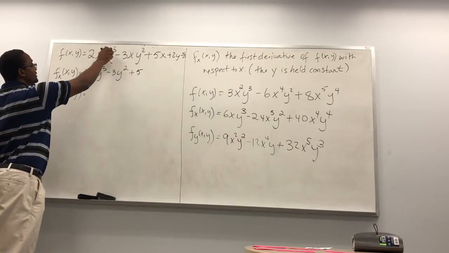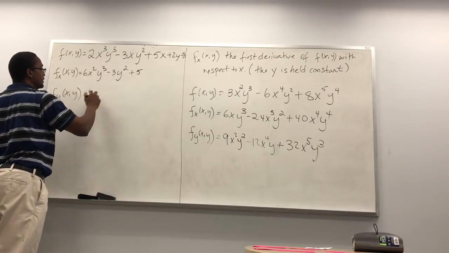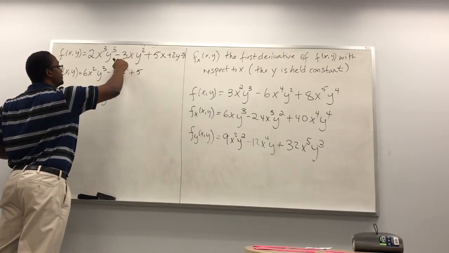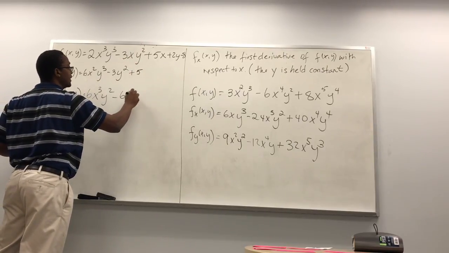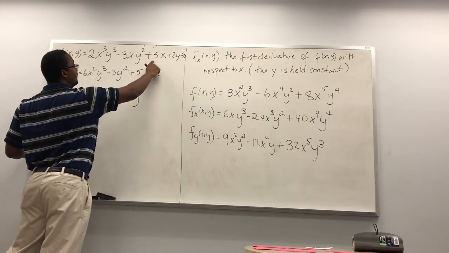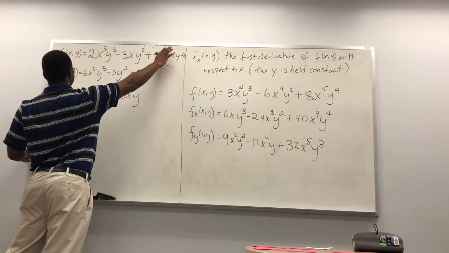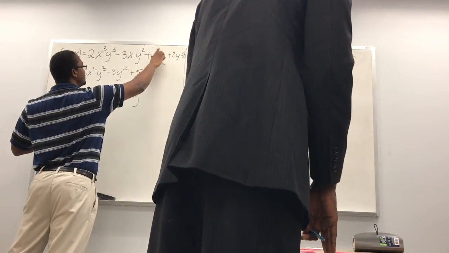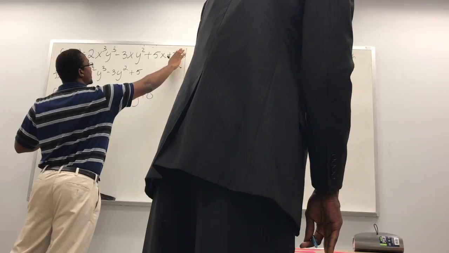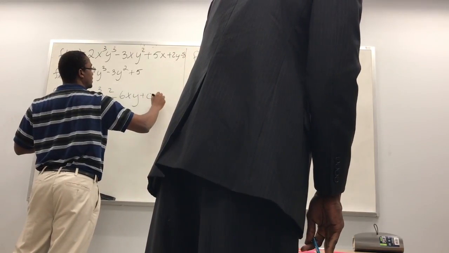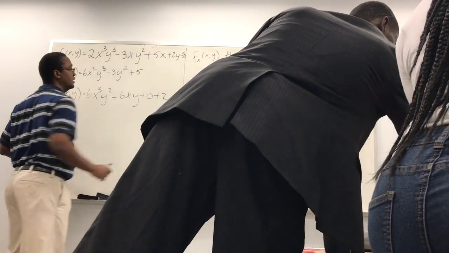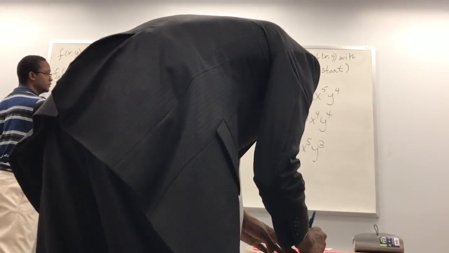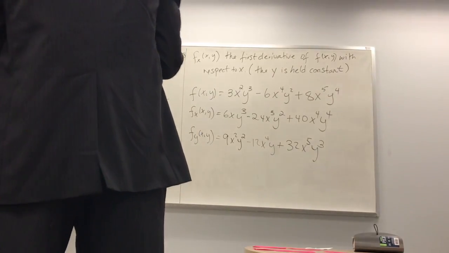Okay, so I cover the x. 3 times 2 is 6. So that's 6x cubed y squared. 2 times 3 is minus 6xy. Right here, I cover the x. Derivative of 5 is 0, so that goes away. What's the derivative of 2y? 2. And the derivative of negative 8 is 0. And so that's my answer right here: 6x cubed y squared minus 6xy.